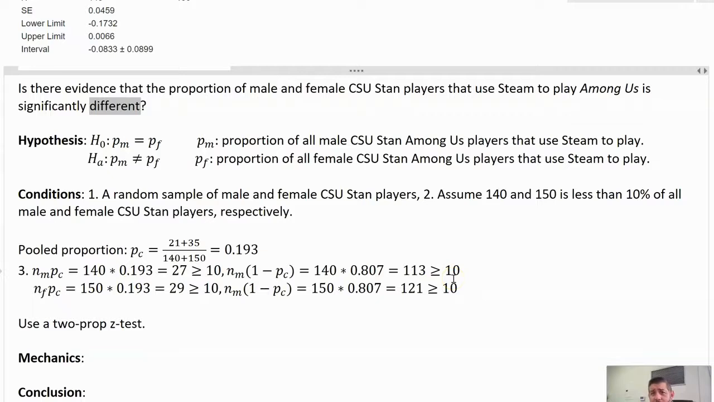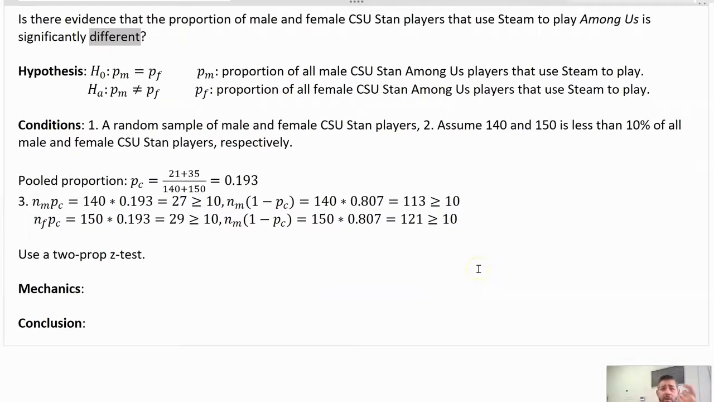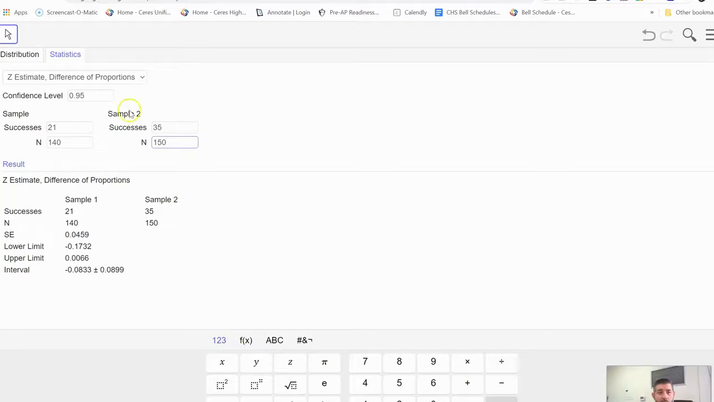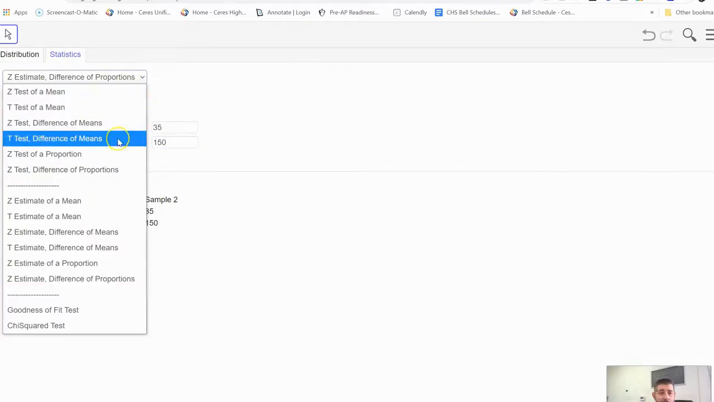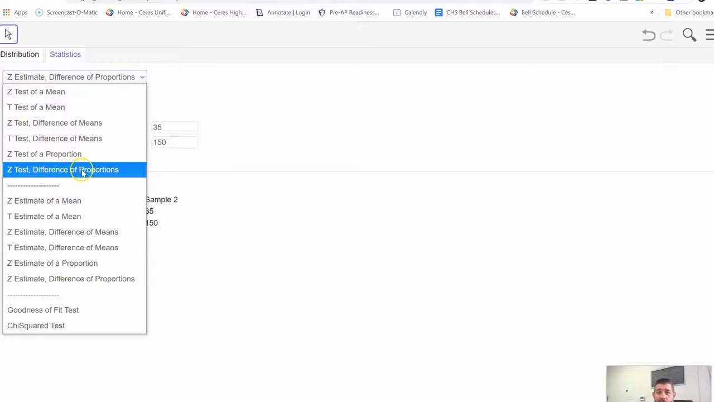All that works there. You can pause it. You can go back to my previous video on 2 Prop Z tests to take a look at that. Vampires and werewolves, I think it was. Anyway, I'm going to use a 2 Prop Z test. So this time we're going to use Geogebra to do our mechanics. So instead of Z estimate, I'm going to go to Z test for a difference of proportions.